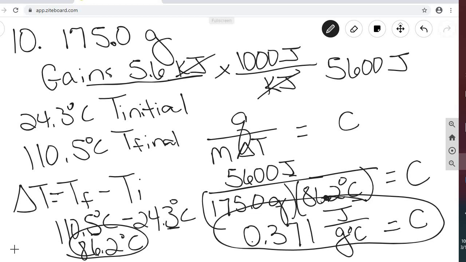We can have three significant figures. Actually, I guess technically we only have two, so we'd have to go 0.37. So get rid of that one. This 5600 here limits us to two significant figures, so it could be 0.37 joules over grams degrees C.